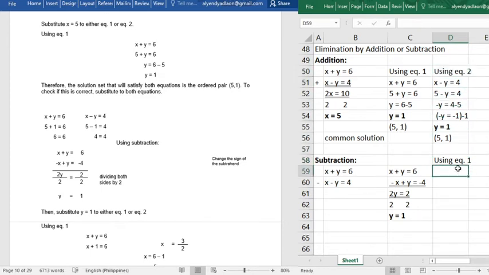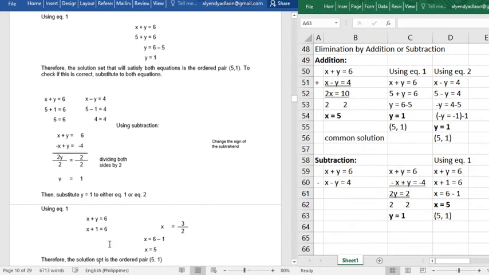Now using equation 1, we have x plus y equals 6. x plus y, that is 1, equals 6. So x equals 6 minus 1. So therefore, x is 5. Now again, as you can see, we got the same answer. If x is 5, y is 1. So whether you use addition or subtraction, you will still get the same answer.